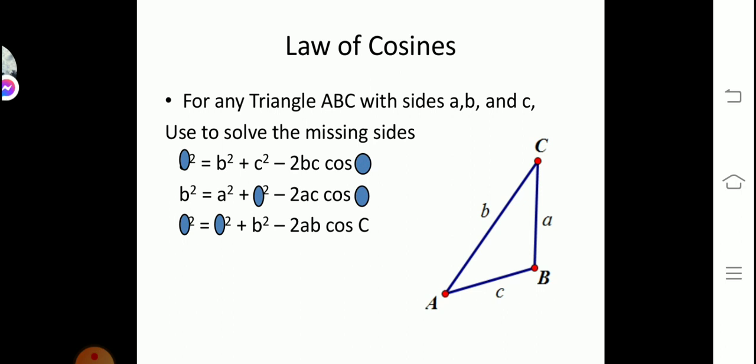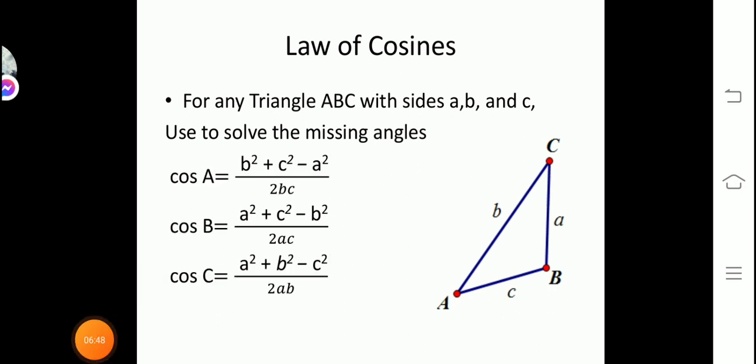a squared equals b squared plus c squared minus 2bc cos A. b squared equals a squared plus c squared minus 2ac cos B. c squared equals a squared plus b squared minus 2ab cos C.